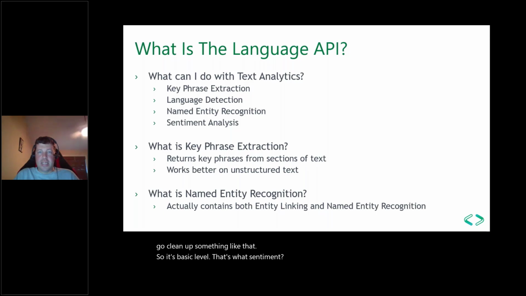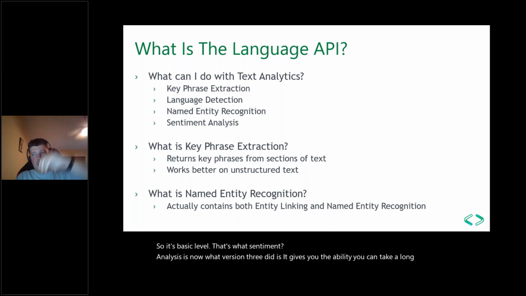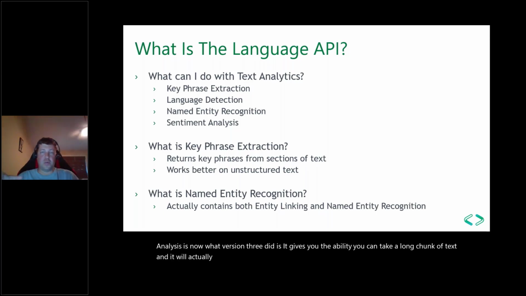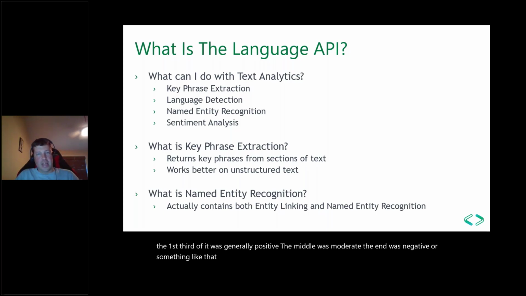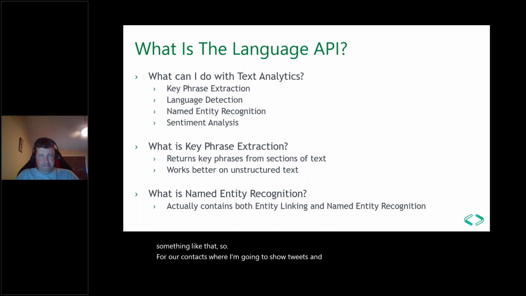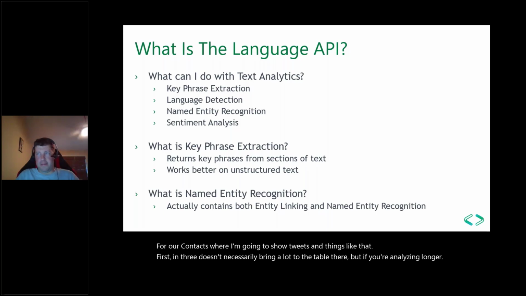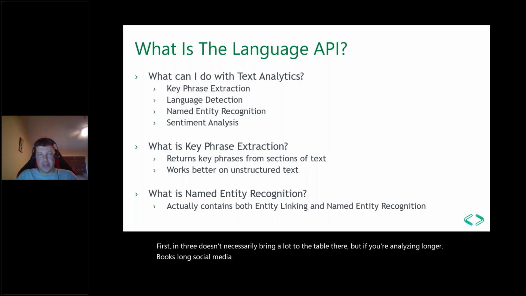Now, what version 3 did is it gives you the ability to take a long chunk of text and it will return not just a single score, but kind of a blended score. It will say, well, the first third of it was generally positive, the middle was moderate, the end was negative, or something like that. For our context, where I'm going to show tweets and things like that, version 3 doesn't necessarily bring a lot to the table. But if you're analyzing longer books, long social media posts, articles, things like that, version 3 does give you some helpful tools there.